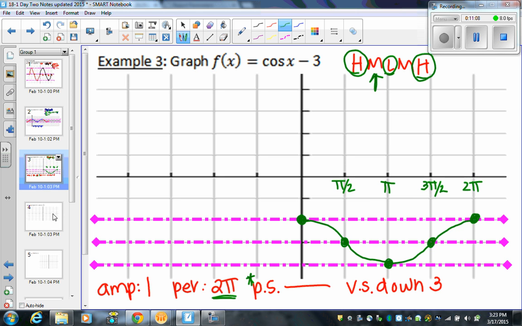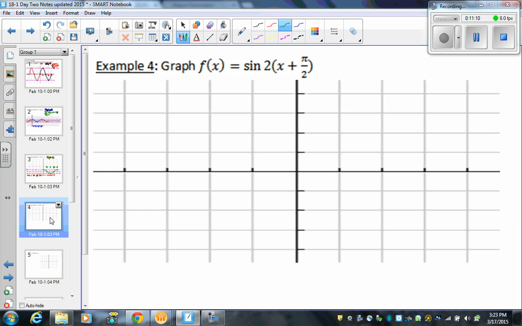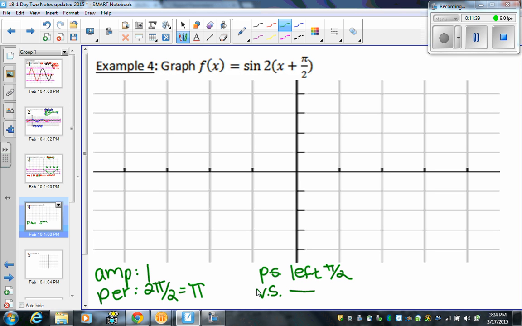All right, let's check out what happens if we have a phase shift. So in example 4, we have an amplitude of 1, a period of 2 pi over b, or 2 pi over 2, which makes us have a period of pi units. This time we do have a phase shift. Our phase shift is plus pi over 2, which means it moves us to the left pi over 2 units. And lastly, vertical shift, we don't have one. Notice this graph is sine, so we're going to use the acronym middle, high, middle, low, middle.